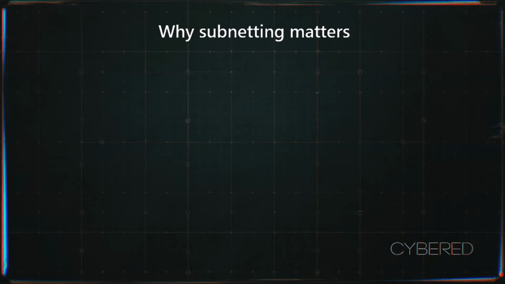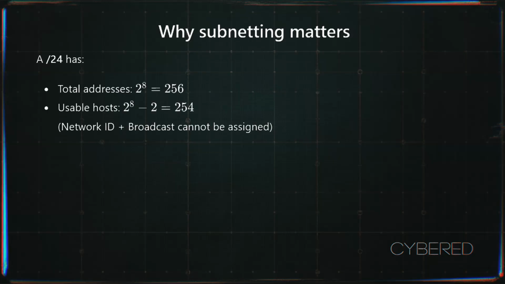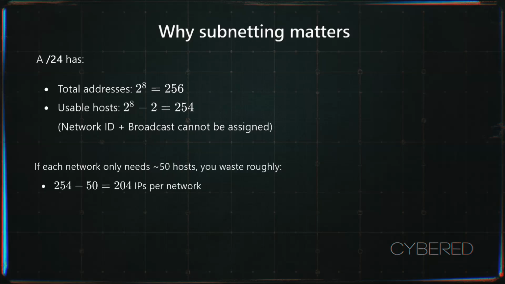Assume a company has 6 networks, each needing 50 hosts. If you assign a full class C /24 to each network, it works, but it wastes addresses. A /24 has 256 addresses, usable hosts 254. Network ID and broadcast cannot be assigned. If each network only needs 50 hosts, you waste roughly 204 IPs per network. Subnetting solves this by sizing subnets closer to what you actually need.